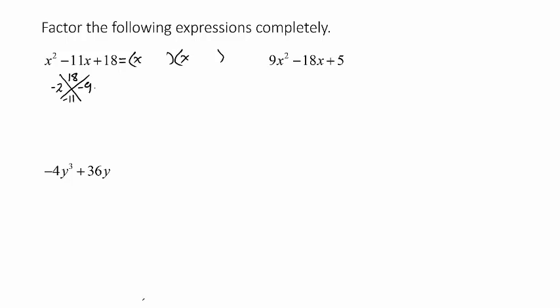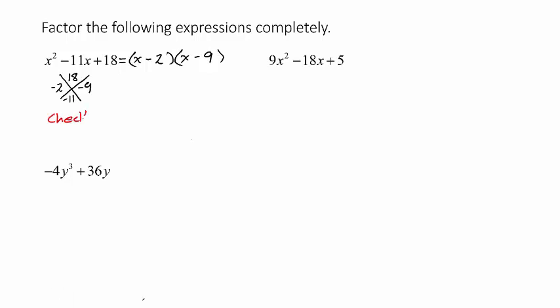So negative 2 times negative 9 is positive 18, right? But negative 2 minus 9 is negative 11, right? So we're going to have minus 2 minus 9, right? So fully factored, we'll have the quantity x minus 2 times the quantity x minus 9, right? Now, the signs of the negative 2 and negative 9, again, because we have positive 18 as our last term, they either both have to be positive or both have to be negative. The middle term is negative, so that means they both have to be negative.